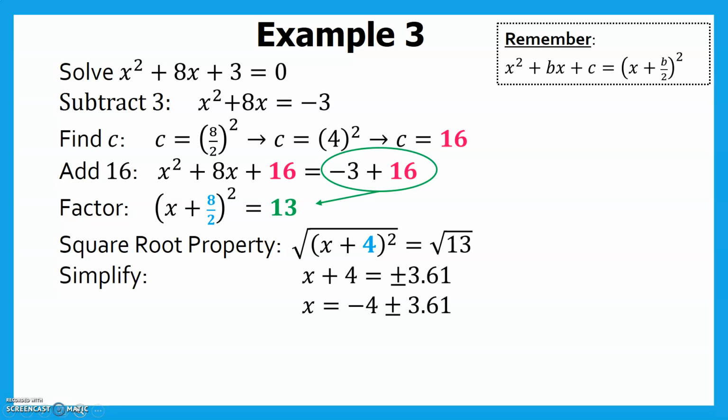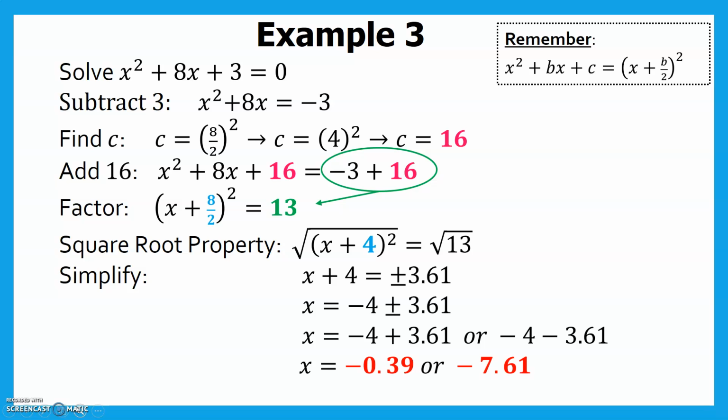And then I subtract 4 from both sides to get negative 4 plus or minus 3.61. And that just means negative 4 plus 3.61 or negative 4 minus 3.61. And I simplify on my calculator to get negative 0.39 or negative 7.61. And again, that's where it crosses the x-axis. Now this is just an estimate because we rounded, but it's pretty close to where it's going to cross the x-axis.